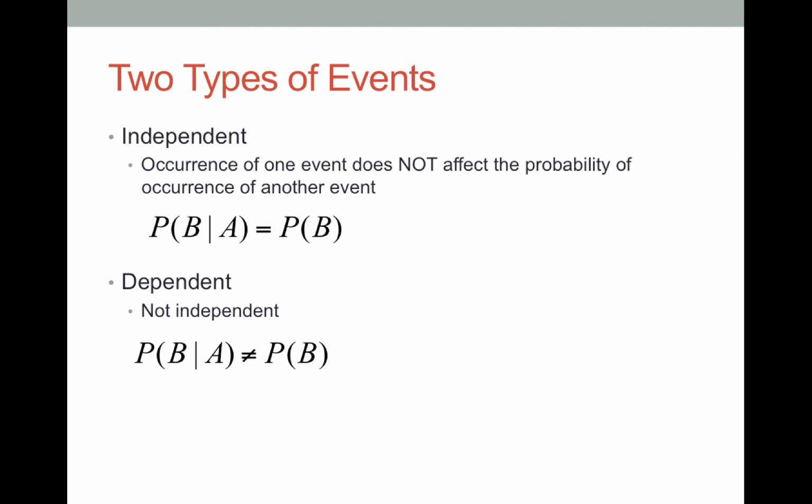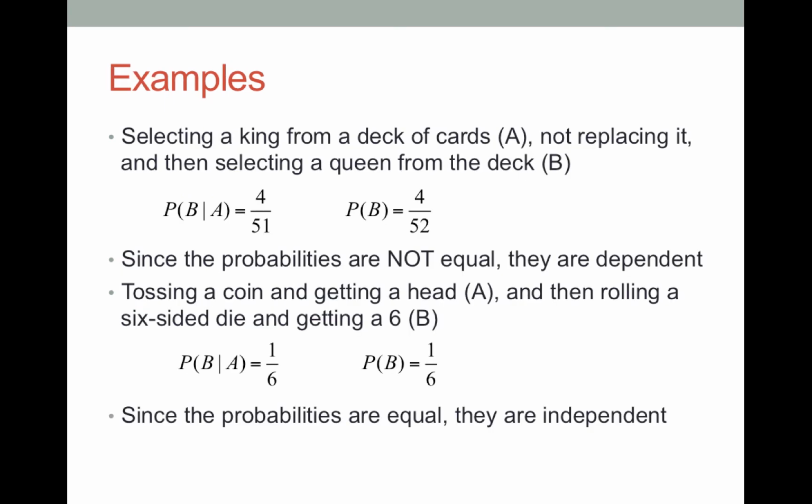So if we're given a classical example and we want to determine whether or not these two events are independent or dependent, we need to solve for both of these entities. We want to solve for the probability of B given A, and we want to solve for the probability of B, and we want to see: are these two fractions equal to each other or not equal? So let's take a look at an example.